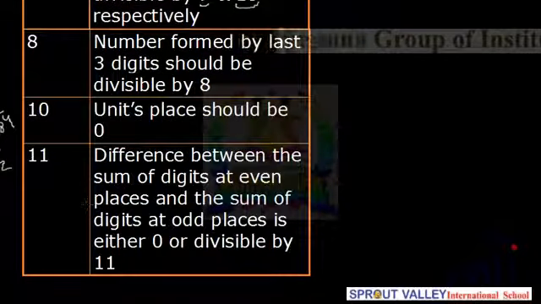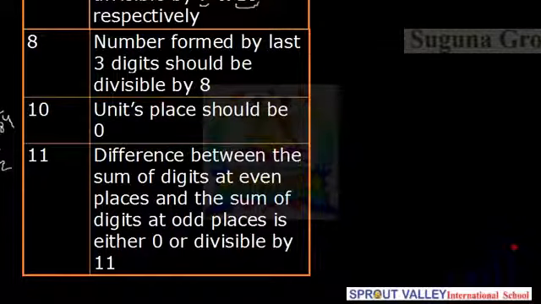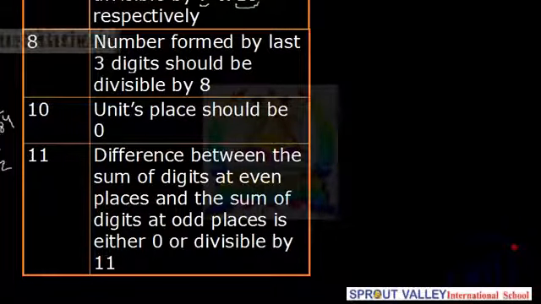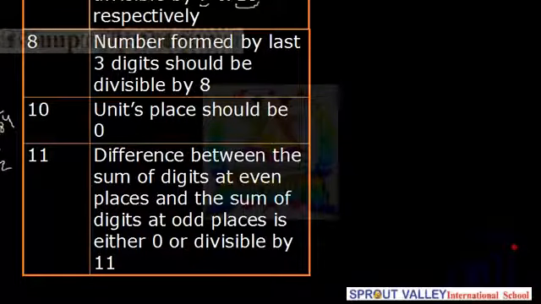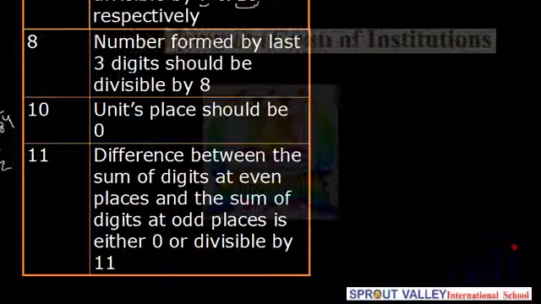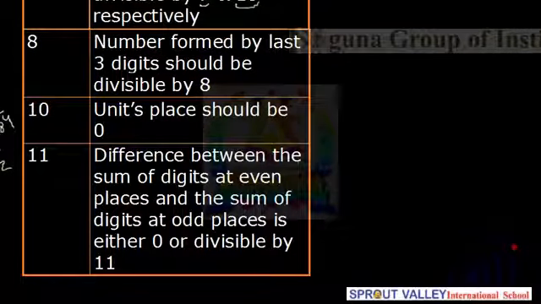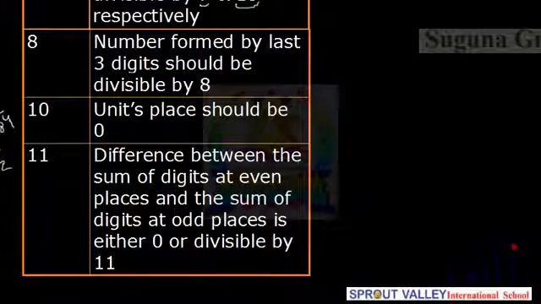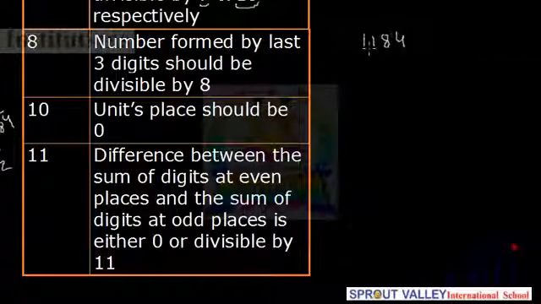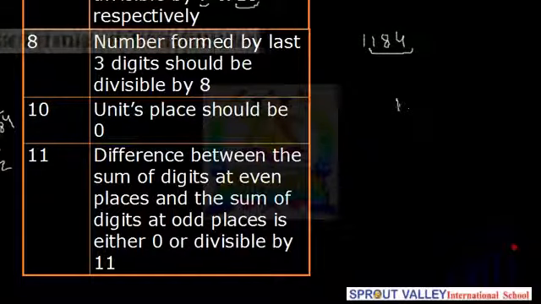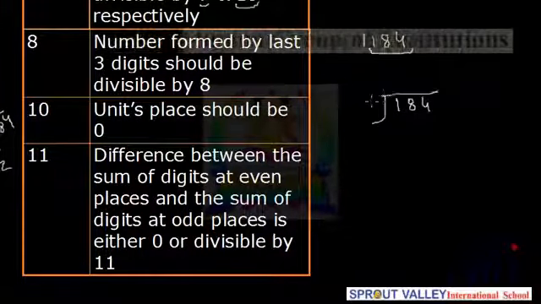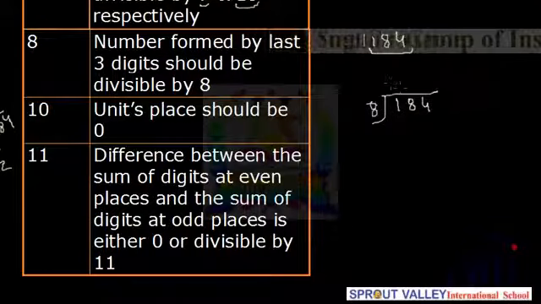And now we have the divisibility rule of 8. So this suggests that the number formed by the last three digits should be divisible by 8. If the number formed by the last three digits is divisible by 8, the number itself is supposed to be divisible by 8, right? So let's take one number. The number I'm going to take is 1184, and the number formed by the last three digits is 184, right? And if this 184 is divisible by 8, the whole number will be divisible by 8.